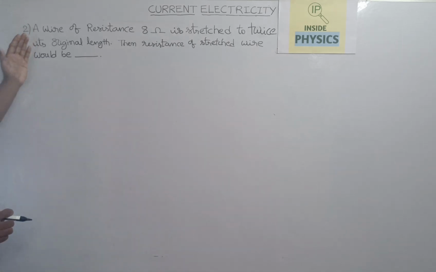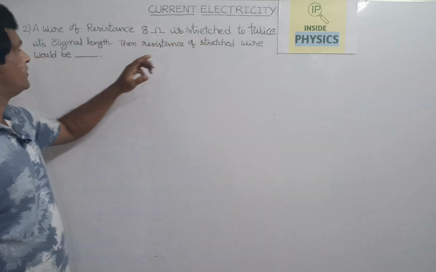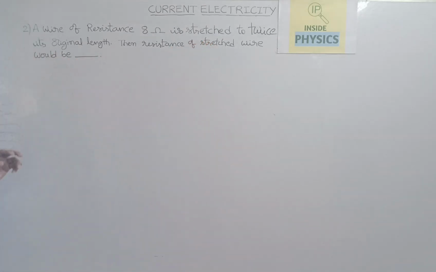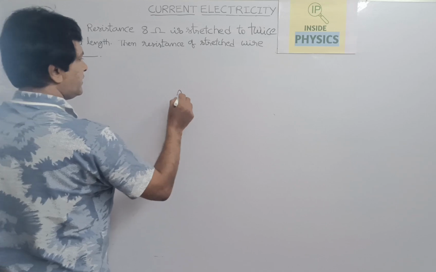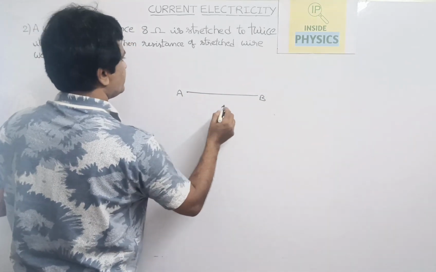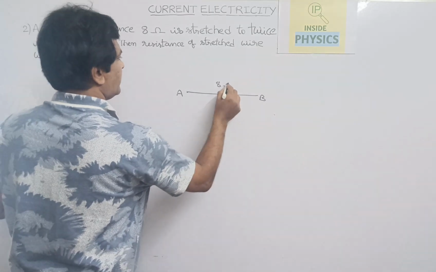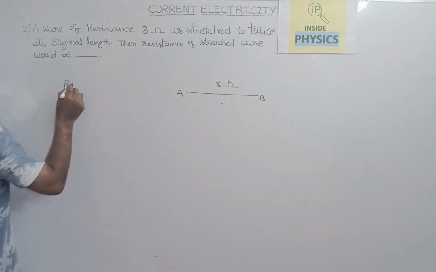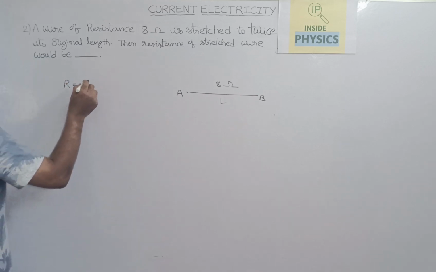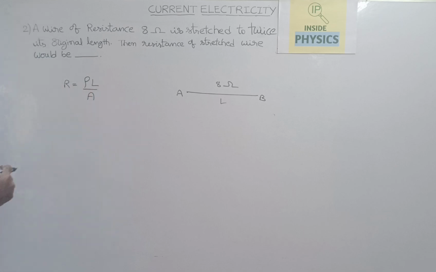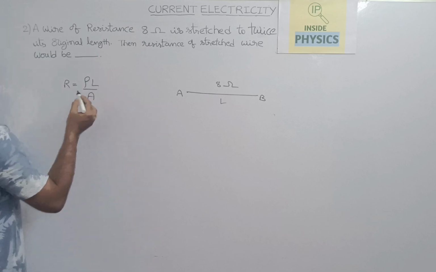So here we will see the second problem. A wire of resistance 8 ohms is stretched to twice its original length, then the resistance of the stretched wire would be? Suppose you consider a wire AB of length L, say this is having a resistance of 8 ohms. So we know that the resistance of a conductor or wire is equal to rho L by A, where rho is the resistivity of the wire, L the length of the wire, A the area of cross section.